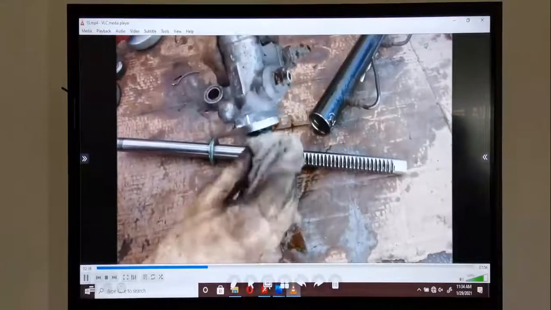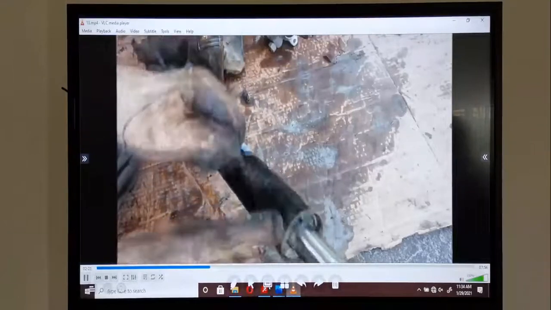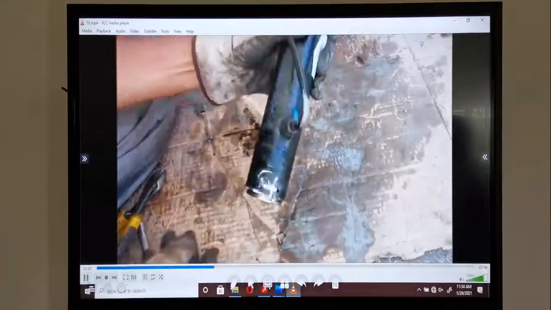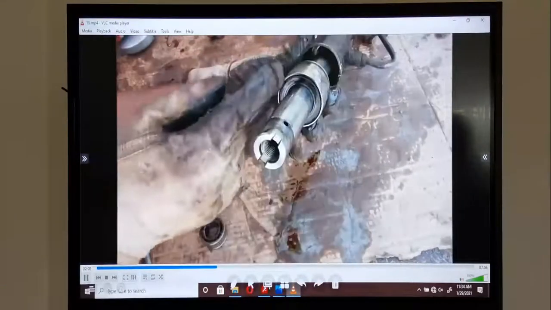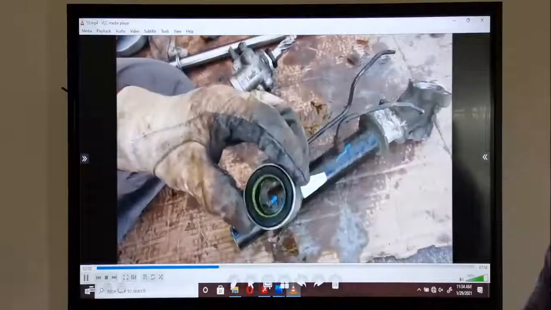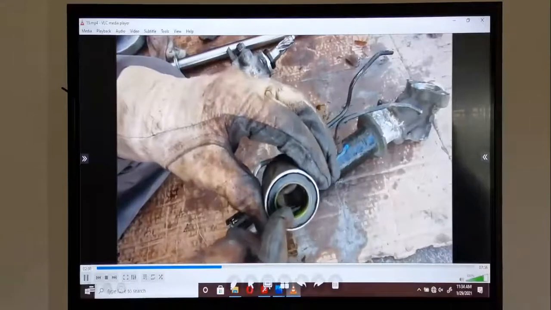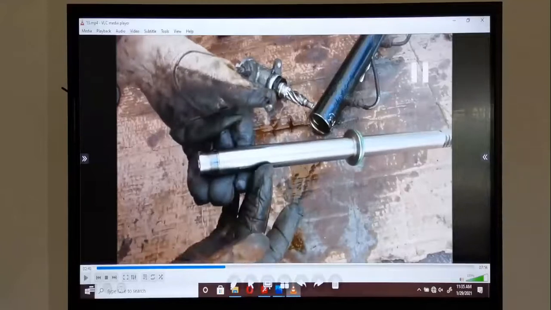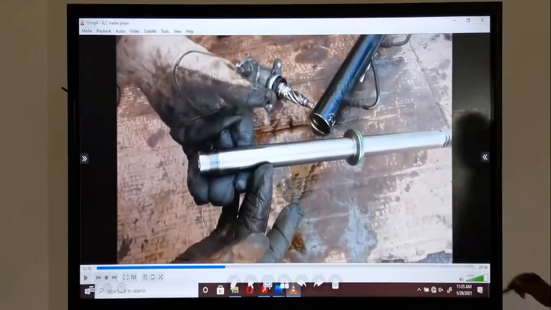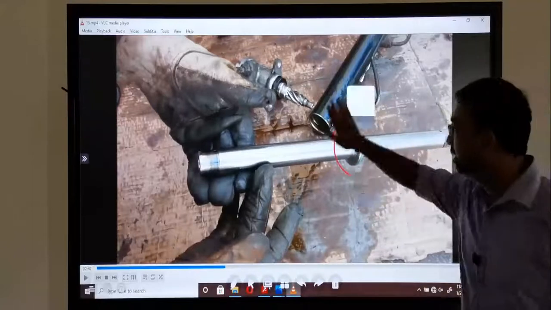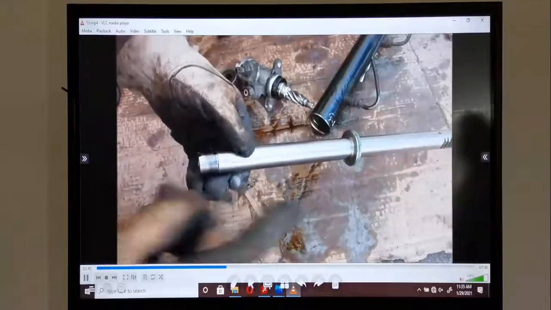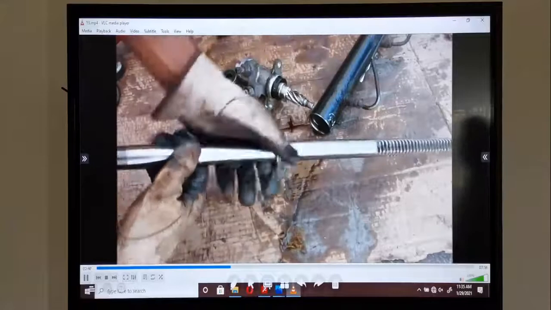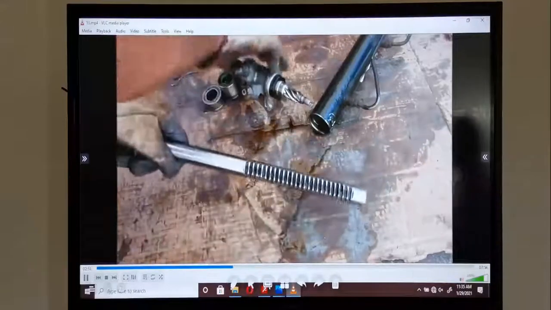Now here, remove the rack from the rack cylinder. Remove the one side edge, and you can see here is an oil seal with a bush. And now he took the steering rack. Here this is the piston, fastened with the steering rack. So these are the threads of the steering rack where the pinion moves.